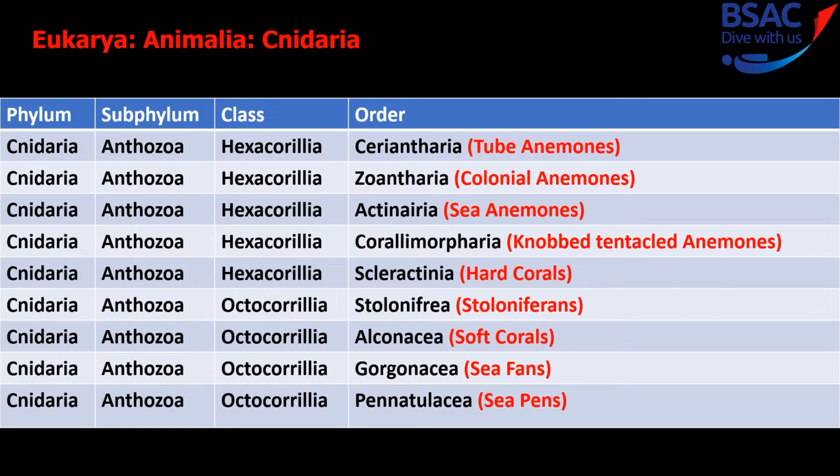From the table we can see that hard corals are a part of Hexacorallia, and soft corals are classified as Octocorallia. Octocorallia also contain sea fans and sea pens. This means that hard corals are more related to sea anemones than they are to soft corals.